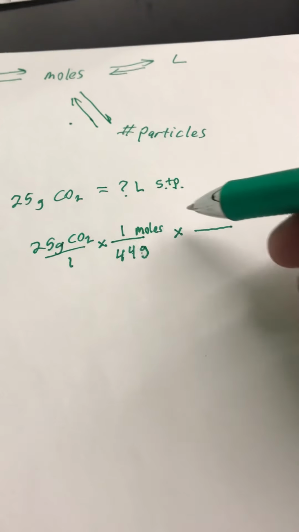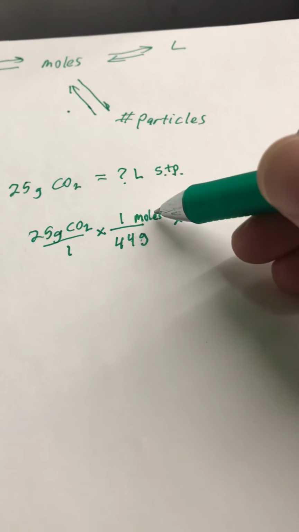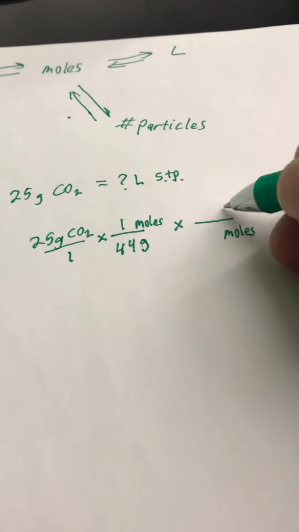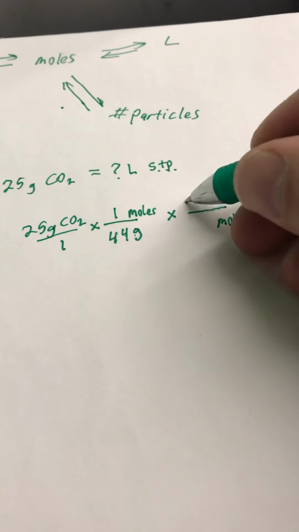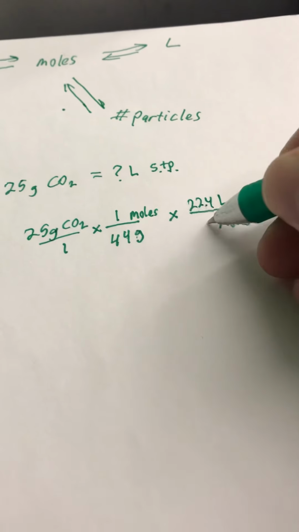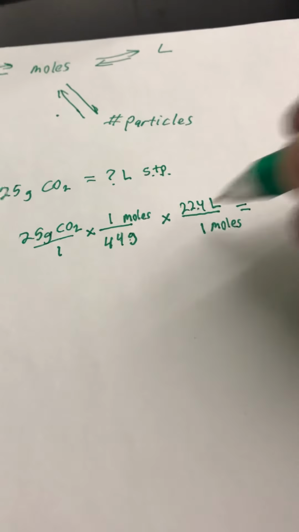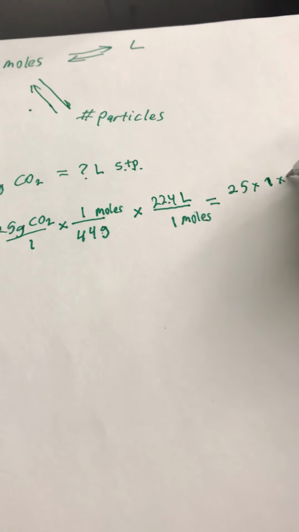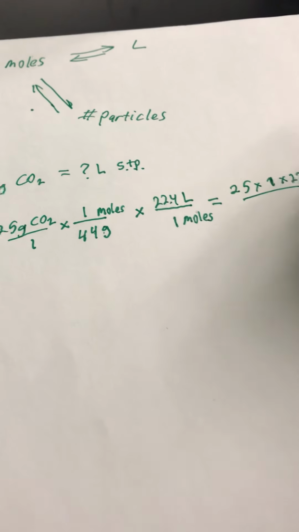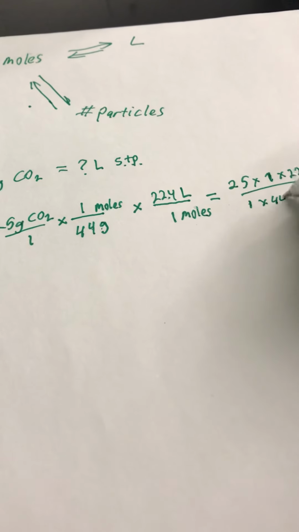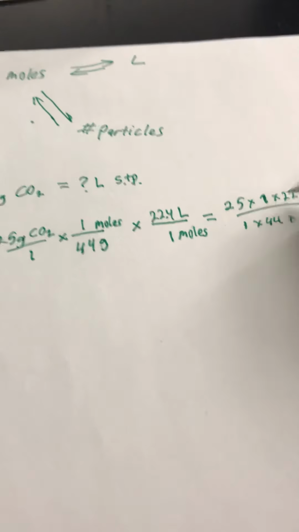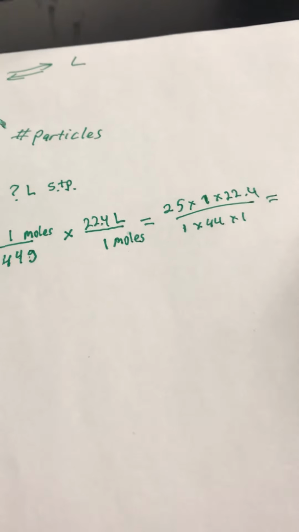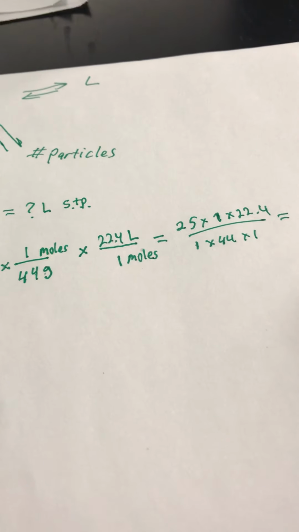And what, again, you're going to look for in the dimensional analysis is you want to get rid of the moles. So moles needs to be on the bottom down here. You want liters, and that relationship is 22.4 liters per 1 mole. If you do this out, you wind up with 25 times 1 times 22.4 over 1 times 44 times 1. And if you multiply the numerators, multiply the denominators, and then do your division, you're going to wind up with your answer, and your answer will be in liters.